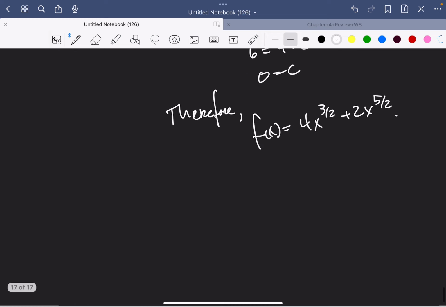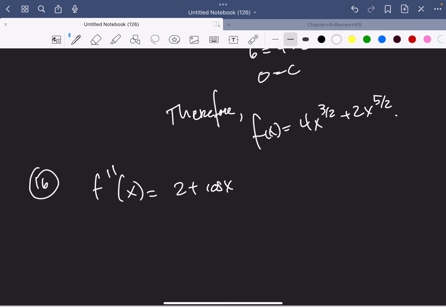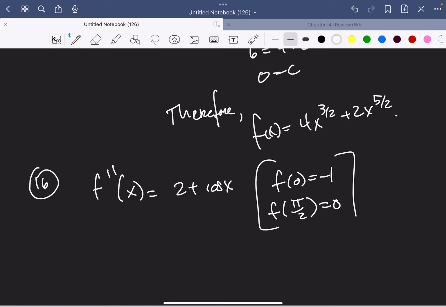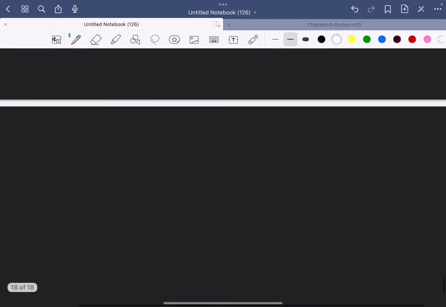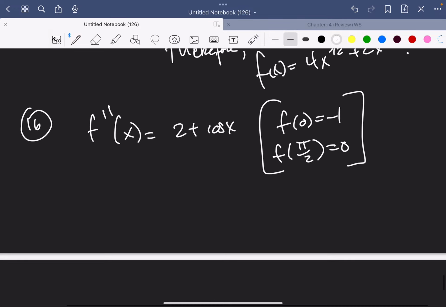16. So we look at 16, and we have the second derivative of f, and that's what makes this one interesting: the second derivative of f is equal to 2 plus cosine x. And you have two pieces of information, this and then f of pi over 2 is equal to 0. So when you get back to f, you can plug in those two things to solve for your two constants that are going to happen.